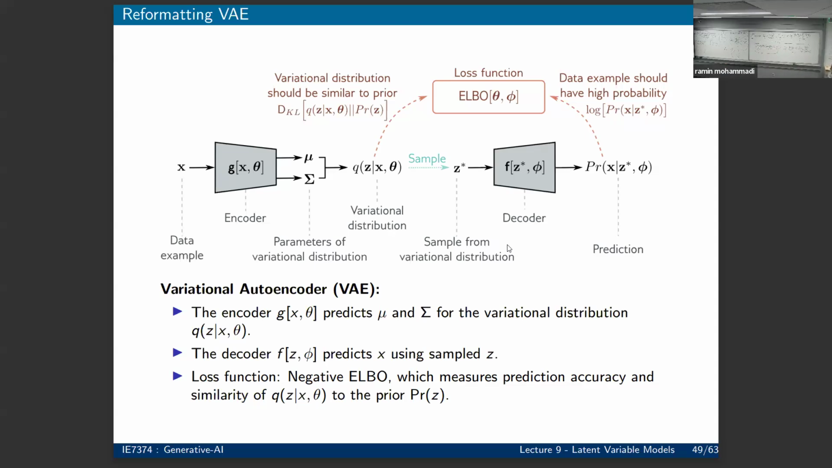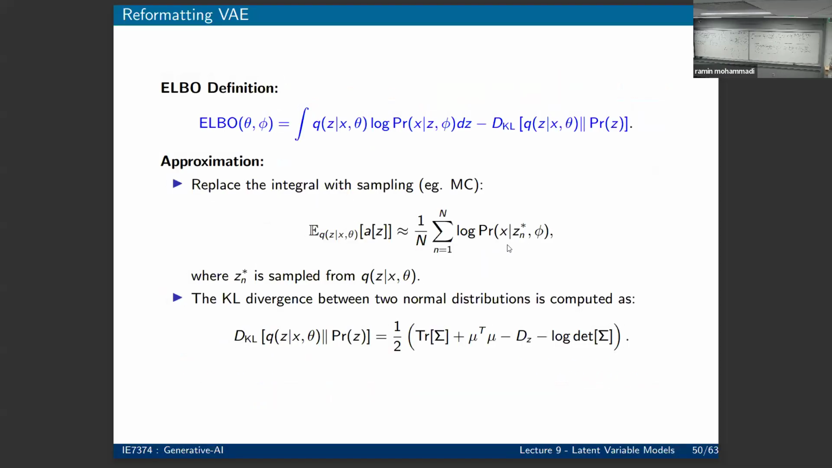Actually, the third line also says the loss function is the negative ELBO. So it's more likely you will see the negative ELBO, to just do a minimization instead of maximization. We just multiply by negative. Now, let's go back to the definition of ELBO. That's the one that we wrote over here. So we have this term.